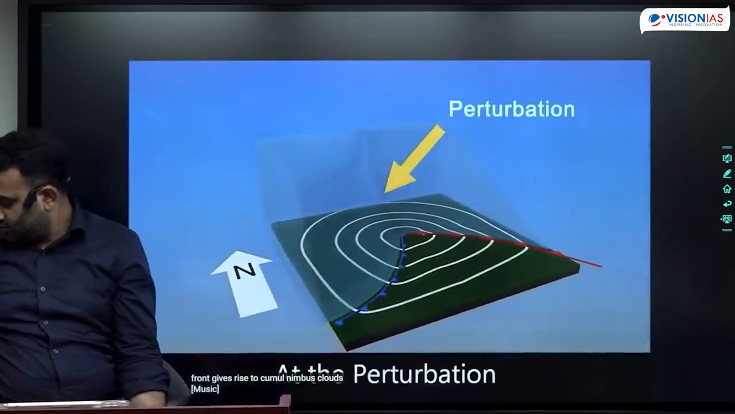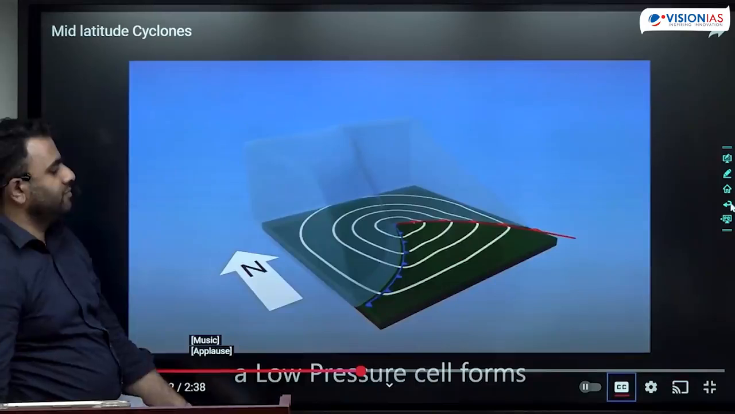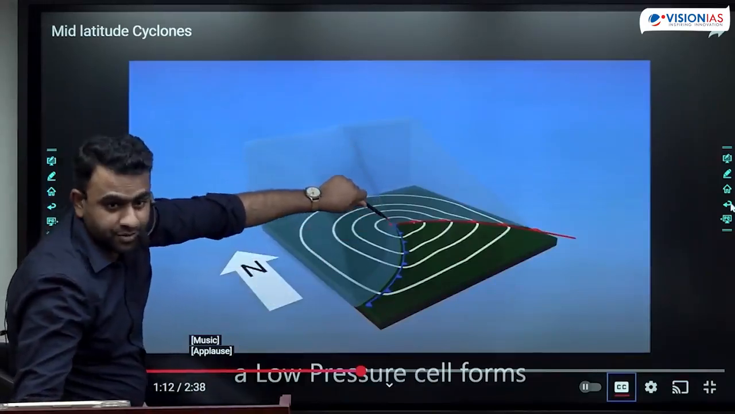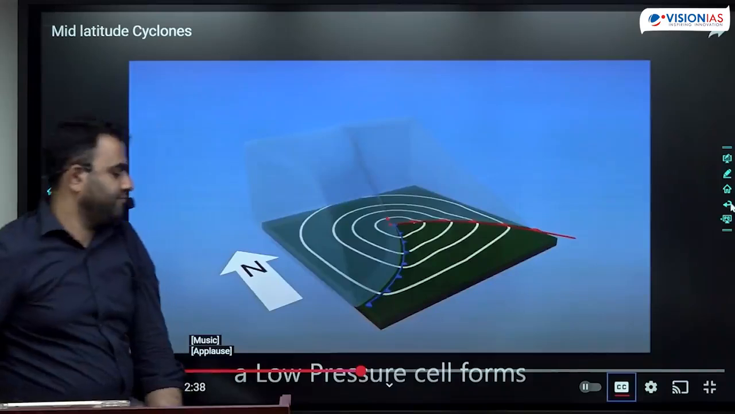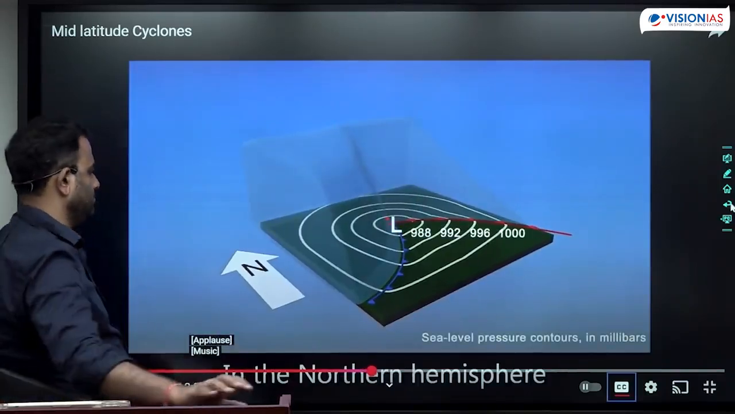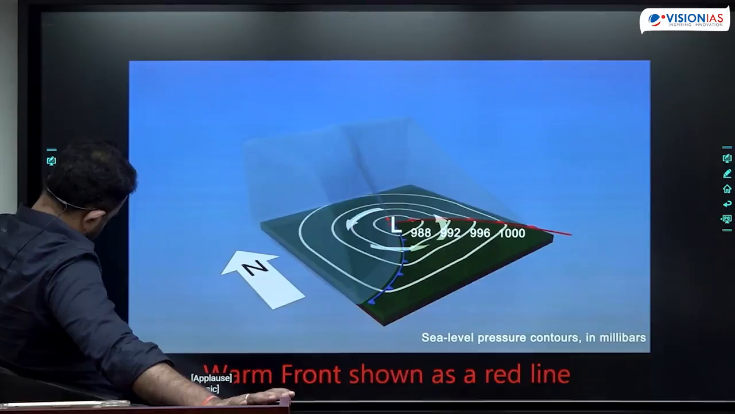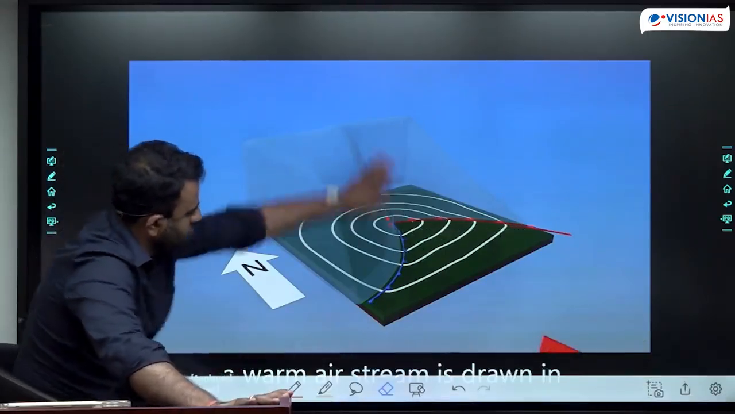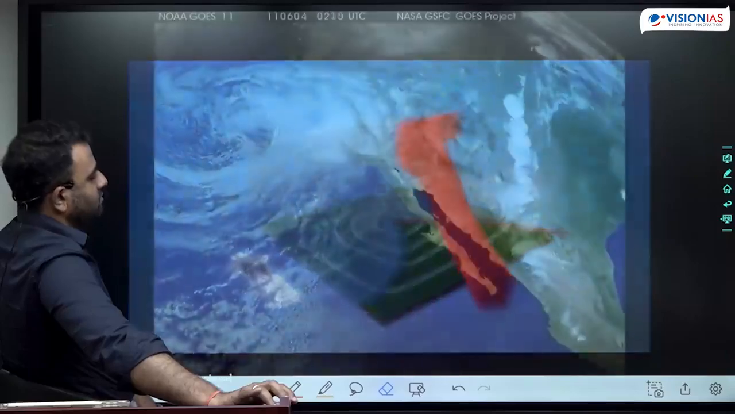This is how the occlusion is going to happen. Okay, this is a cold air, that is a cold air. From here it is merging, here is the lowest pressure. Okay, the warm air is getting pushed like that. This is how the warm air is.